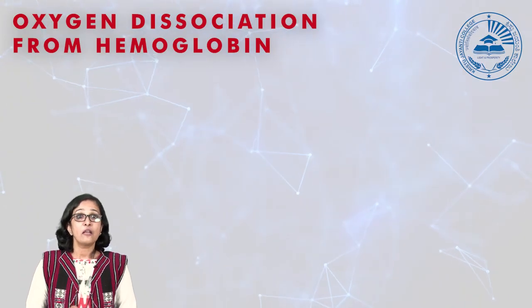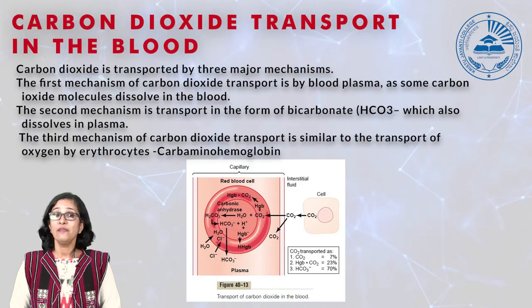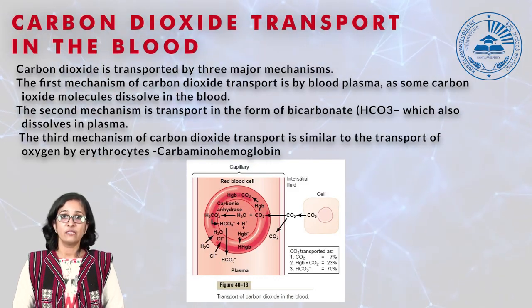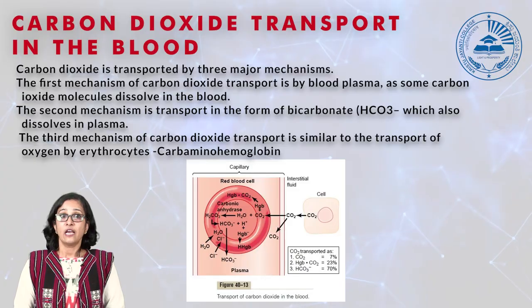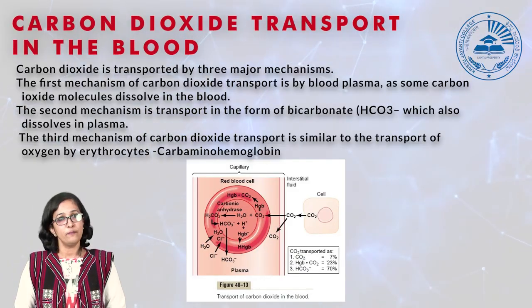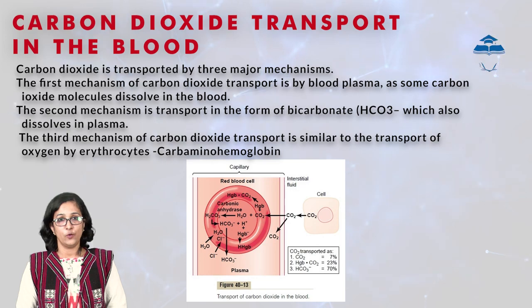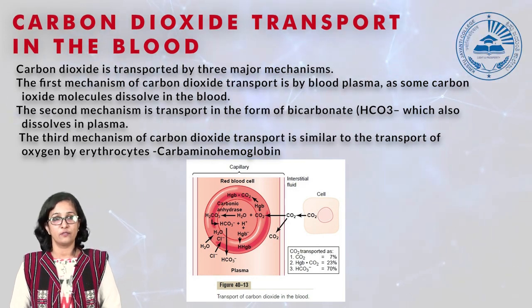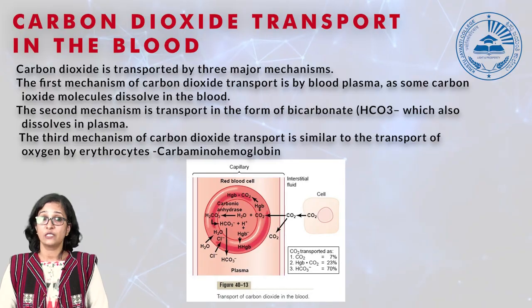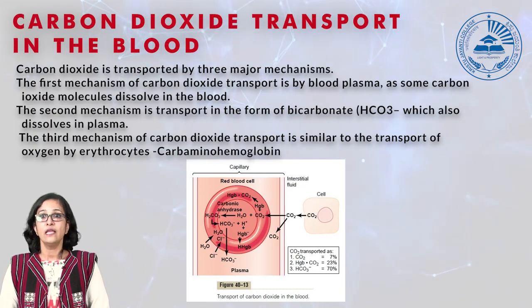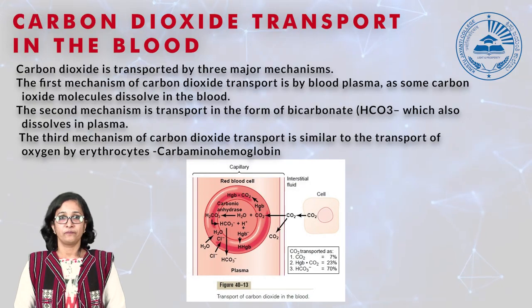Here we can see the carbon dioxide transport in blood. Carbon dioxide is transported by three major mechanisms. The first mechanism is by blood plasma, as some carbon dioxide molecules dissolve in the blood. The second is the transport in the form of bicarbonate ions, which also are dissolved in the plasma. The third mechanism is similar to the transport of oxygen by erythrocytes, by forming carbaminohemoglobin.